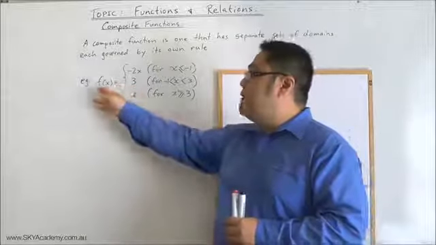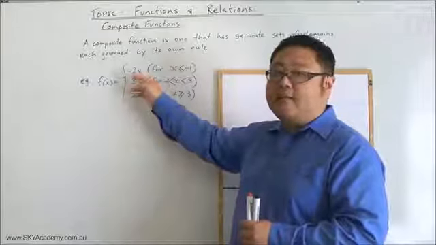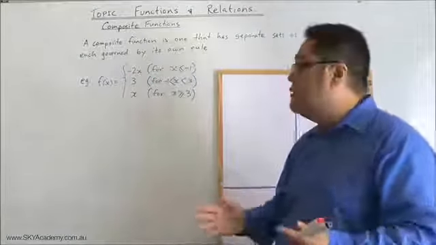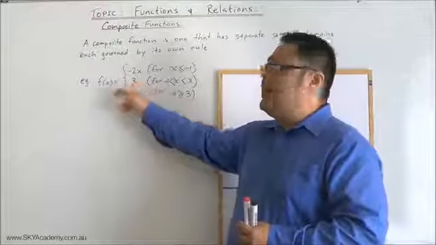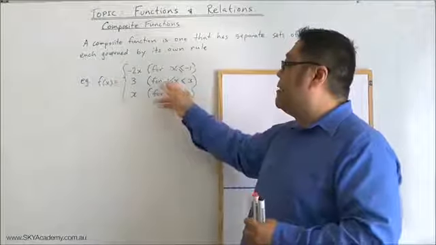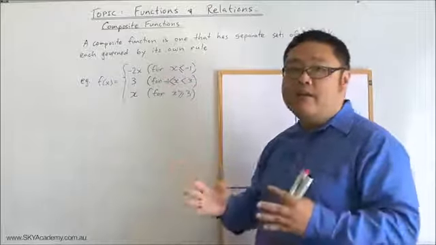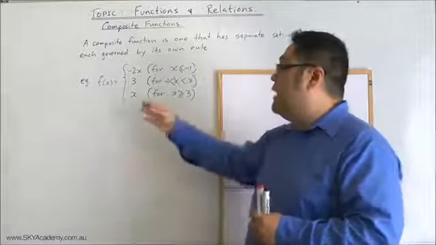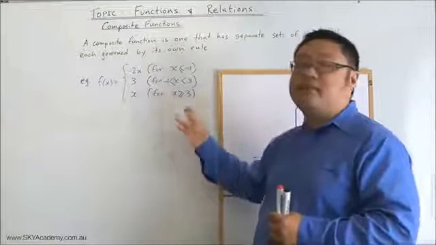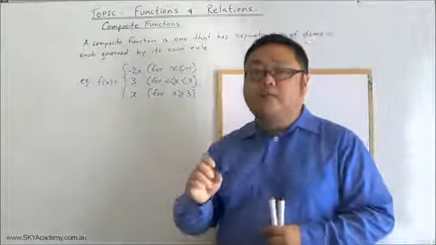In this case, f of x is equal to minus 2x for the domain x is less than or equal to negative 1. It's governed by the rule f of x is equal to 3 for the domain between negative 1 and 3, not equals to, right? And it's also equal to f of x is equal to x for the domain x is greater than or equal to 3. All right, so how would you go about graphing this sort of problem?